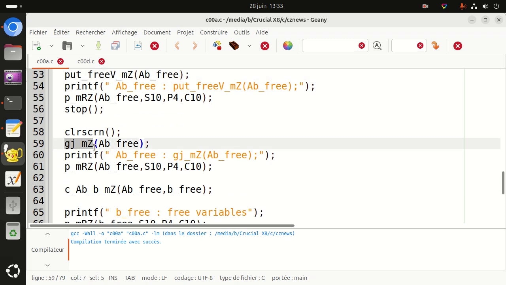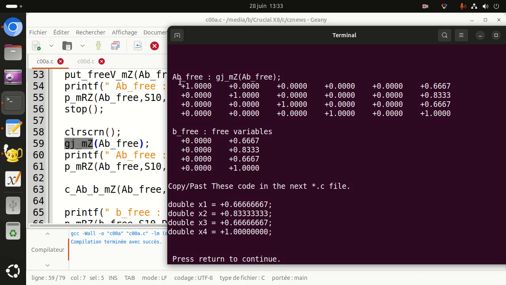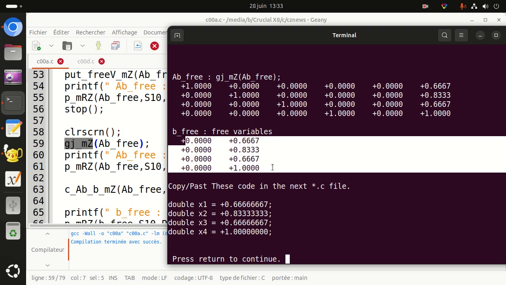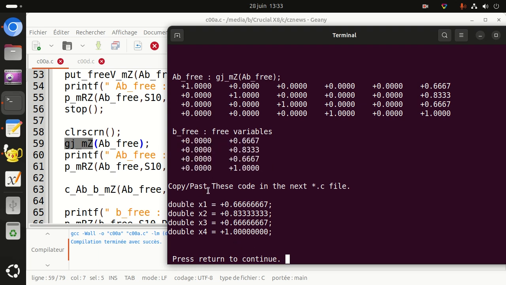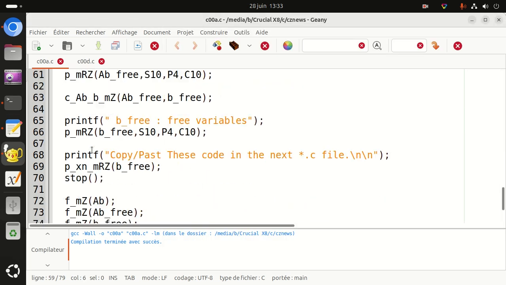Now I use Gauss-Jordan. Why? Because I have 4 columns and 4 lines. This gives this result. This is B. This is A, and this is the value of the free variable. I save the free variable here. Then I copy the free variable into x1, x2, x3, x4. Alors, I save the free variable here. I copy b of ib down b3.